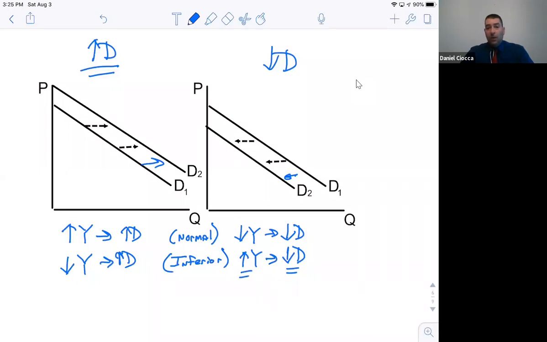It would decrease. Now, often students will assume that an inferior good means the goods of lesser or poor quality. And while that can often be the case, that's not necessarily the definition of an inferior good. A normal good is any good or service in which income and demand move together. An inferior good is any good or service in which income and the demand for it move in the opposite direction. While they often can be of poor quality, I'll give you an example of one that's not.